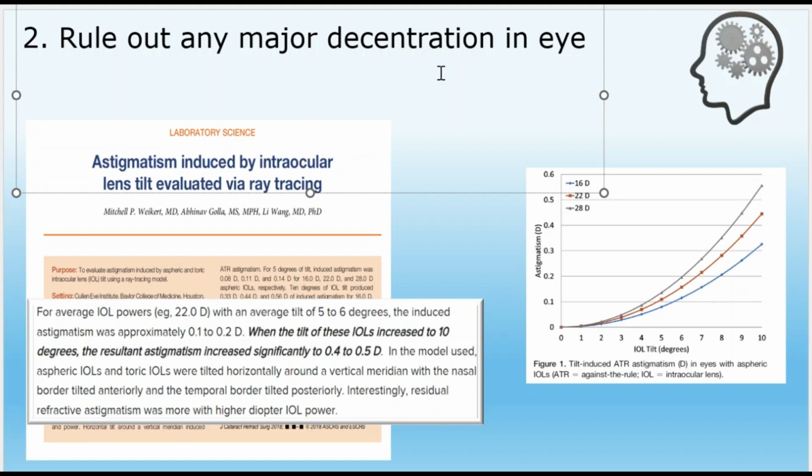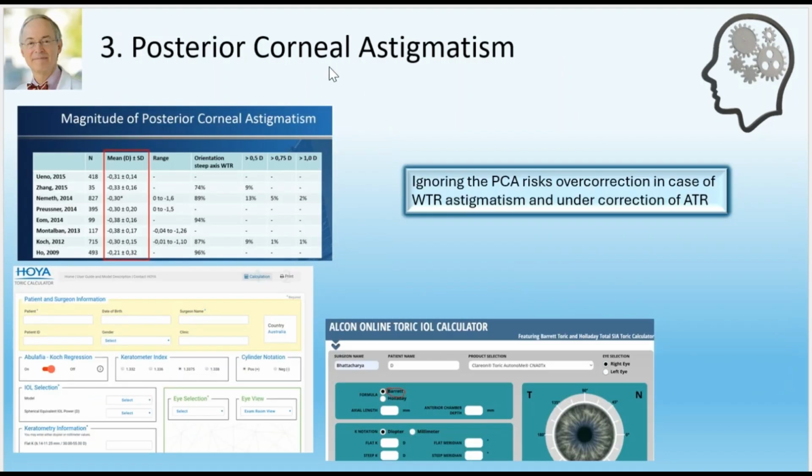But you can also do a simple Hirschberg test, by shining a torchlight on the cornea and seeing the reflexes. So you can rule out major decentrations in the eye, because recent studies like the Wake study show that decentration in the eye can actually lead to residual astigmatism, right? And the higher the diopter power of the IOL, with similar decentrations, the more residual astigmatism you have.